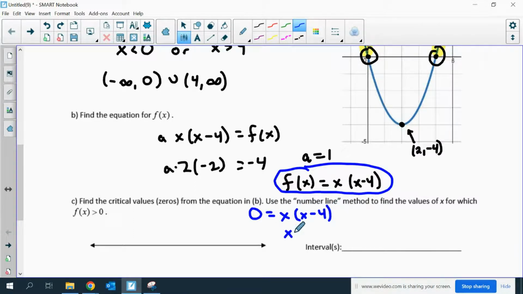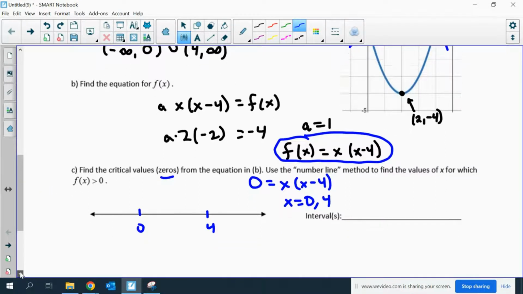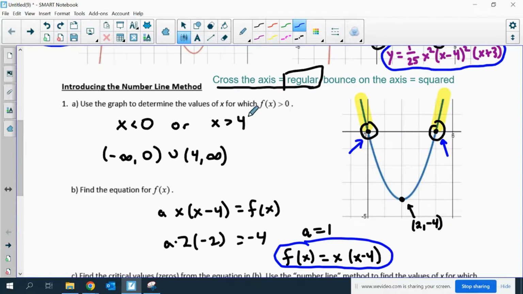We find out that x equals 0 or 4. And all the number line method is, you figure out where the zeros of the function are, which we saw on the graph. We put them on the number line. And then we check every region of the number line in the function to see whether it's positive or negative. This especially works because we're checking for whether the function is greater than 0 or less than 0.